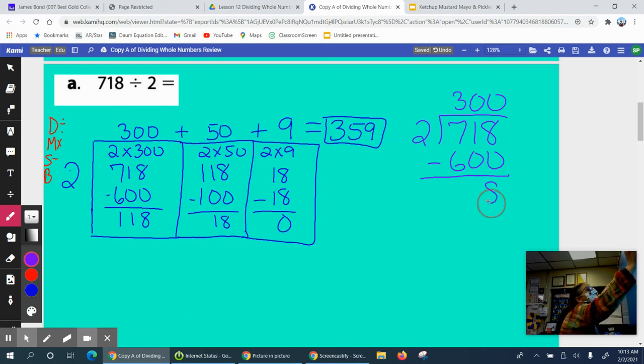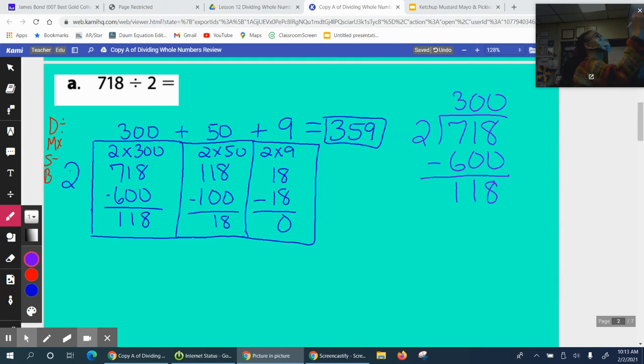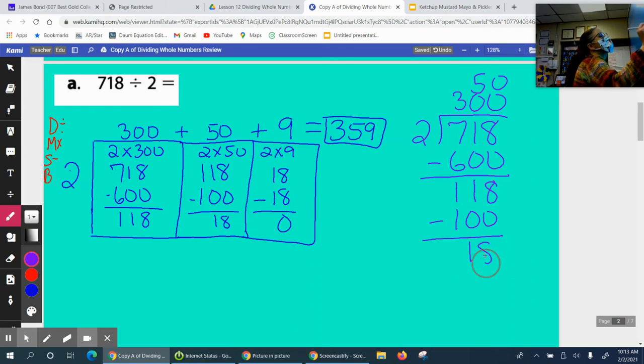8 minus 0 is 8. 1 minus 0 is 1. 7 minus 6 is 1. Then let's go around the way again. Then I go back to the beginning. 2 goes into 118. How many times? 50 times. 2 times 50 is 100. I get 18. And 9.